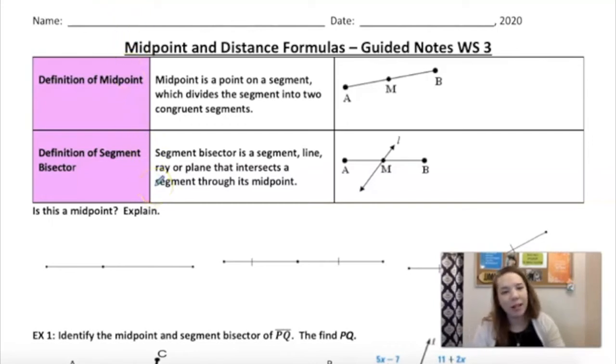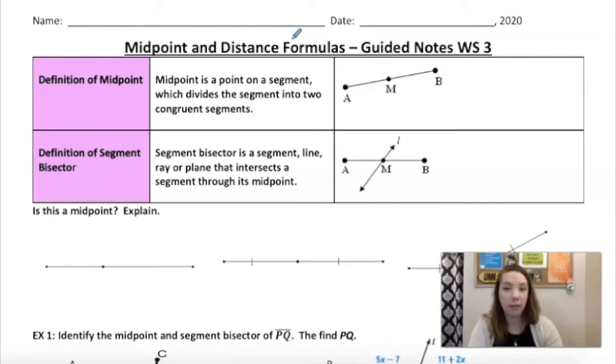We are working on our section of notes for worksheet 3, so midpoint and distance formulas. Again, you already have this packet if you picked it up from school. You can print it off, it is posted on Canvas, or you may write on notebook paper. All of those are valid choices.